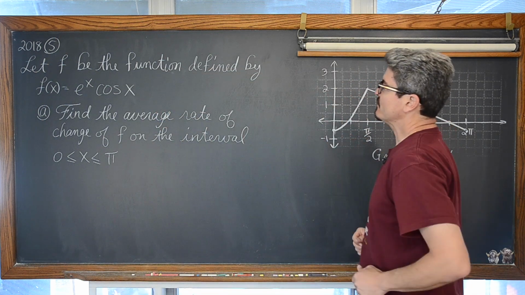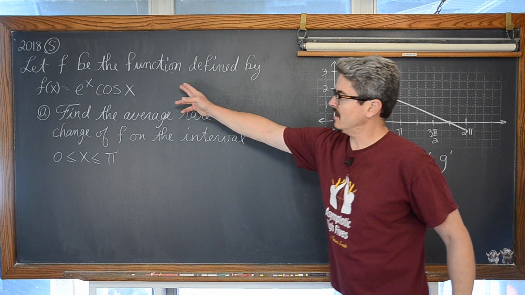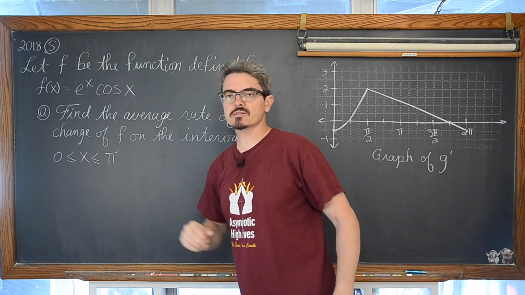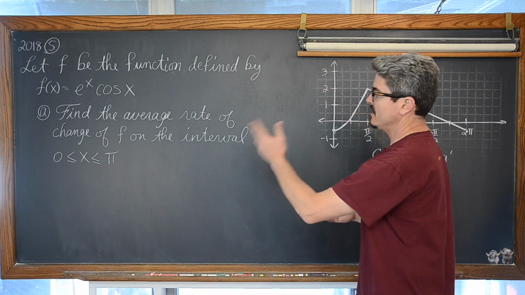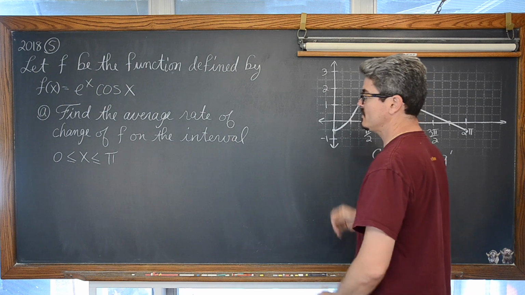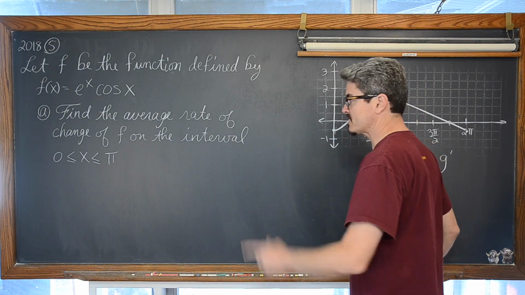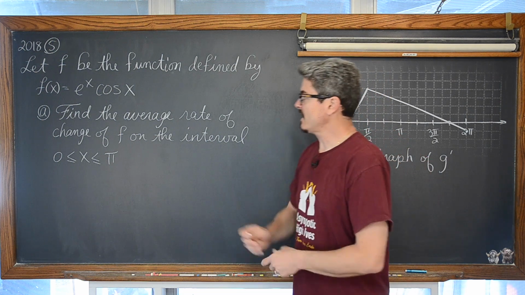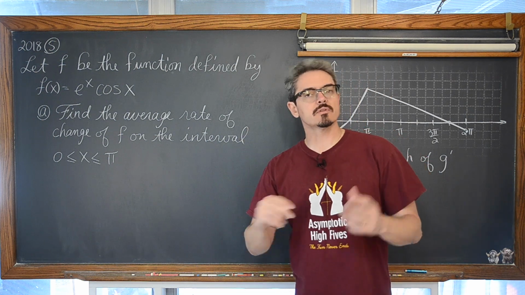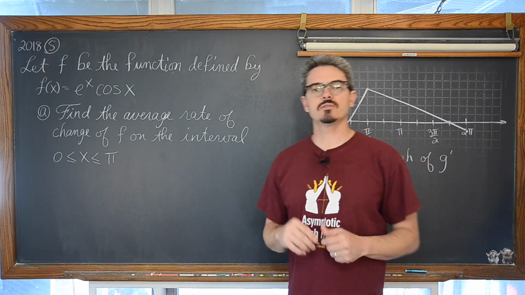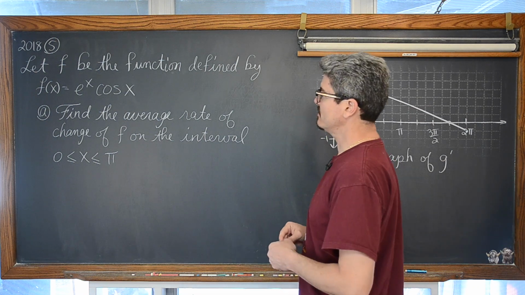So let f be the function defined by e to the x times the cosine of x. A says find the average rate of change of f on the closed interval from 0 to pi. Okay, don't forget the average rate of change is nothing more than the slope of a secant line. So we're talking about y2 minus y1 over x sub 2 minus x sub 1.